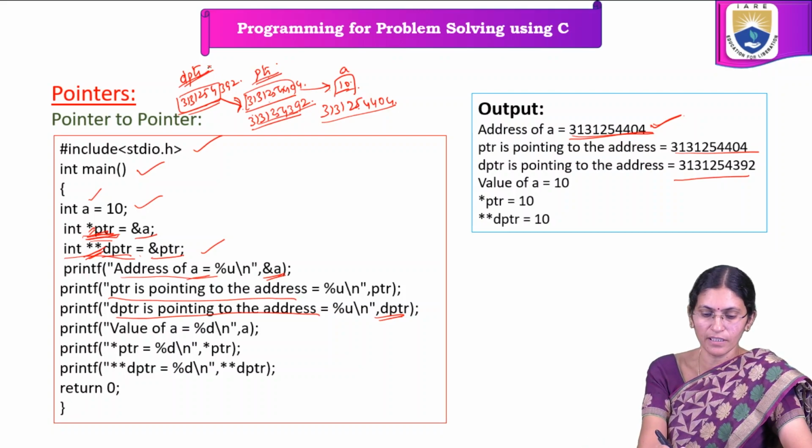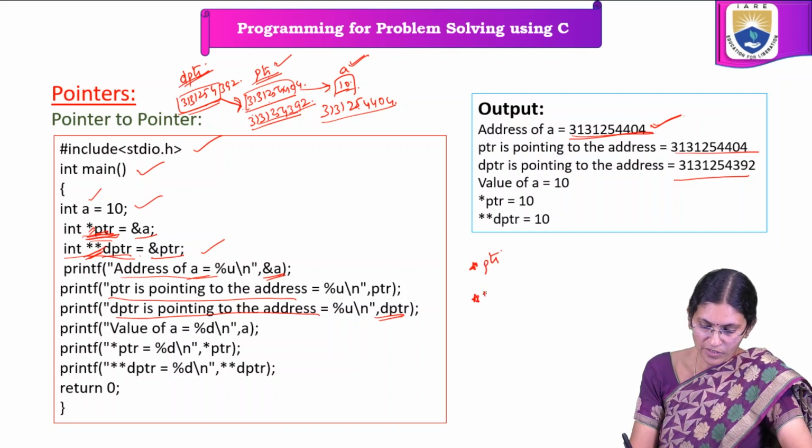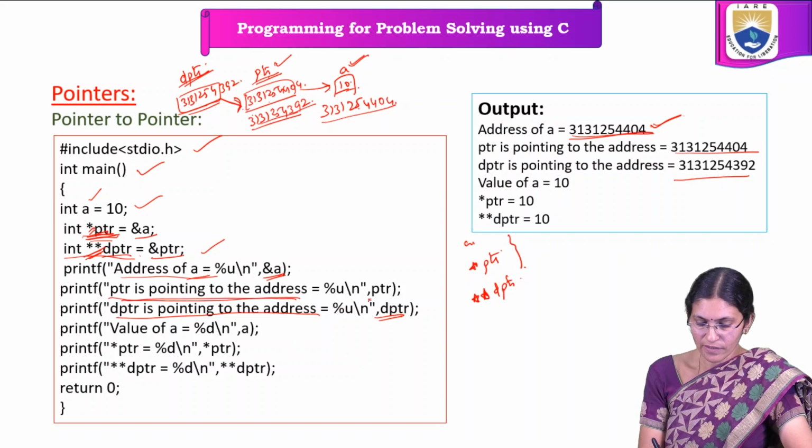So indirectly we can access the value of A by using PTR. We can access the value of A by using star PTR and also by using double star DPTR. So these are the two ways in which we can access the values of A. PTR is pointing to the address, that is given by this. Pointing to address means this address.